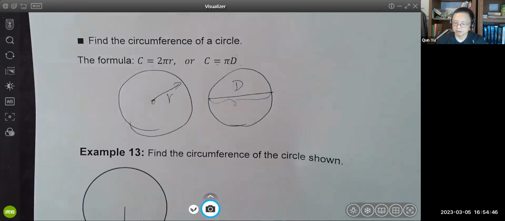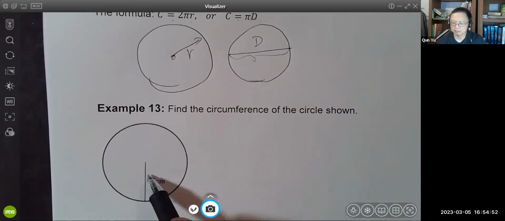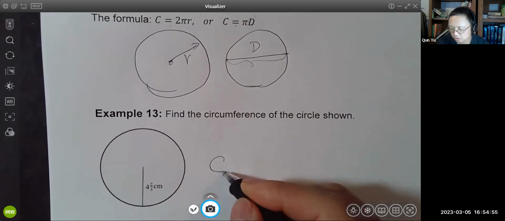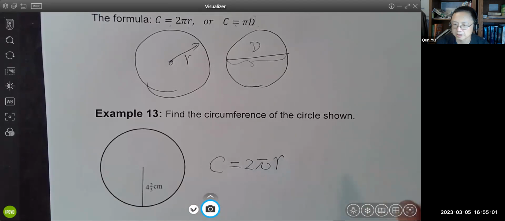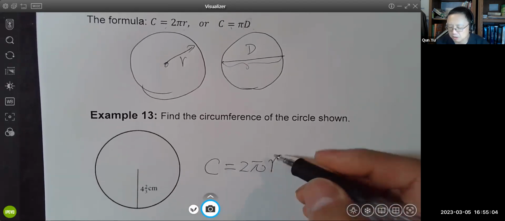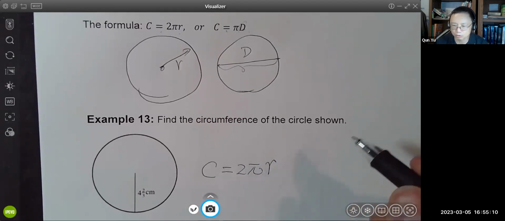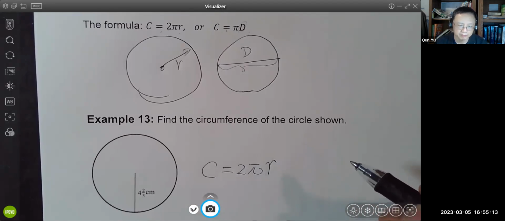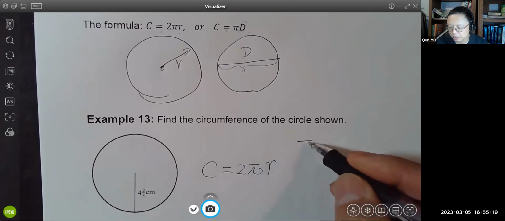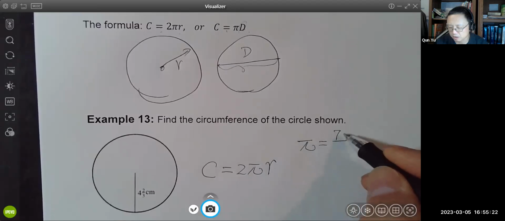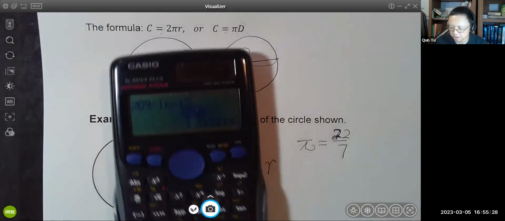Now, example 13. Find the circumference of the circle shown below. Now this one we are given the radius, right? So we are going to use the first formula. Circumference equals 2 pi r, 2 pi times radius. Now in this problem, since we are working with multiplication of fractions, even though you know pi is 3.14, actually 3.14159 and many digits, in this case we can use a fraction to approximate pi, which is 22 over 7.